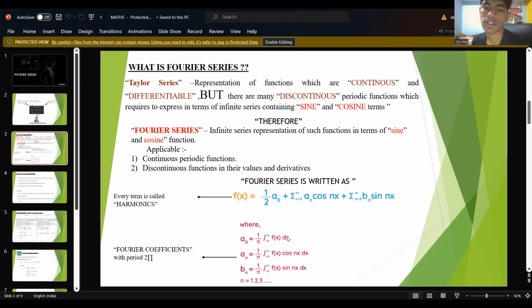The limit of n is fixed for the Fourier series. Most of the time, at least 95 or 99% of the time, it's n equal to 1 to infinity. So a naught is a coefficient. The value of a naught is 1 by pi, integral from minus pi to pi of f of x dx, and a n is 1 by pi, integral from minus pi to pi of f of x cos nx dx. And b n is 1 by pi, integral from minus pi to pi of f of x sin nx dx. So just remember the values of a naught, a n, and b n. We'll tell you how and where to use them.